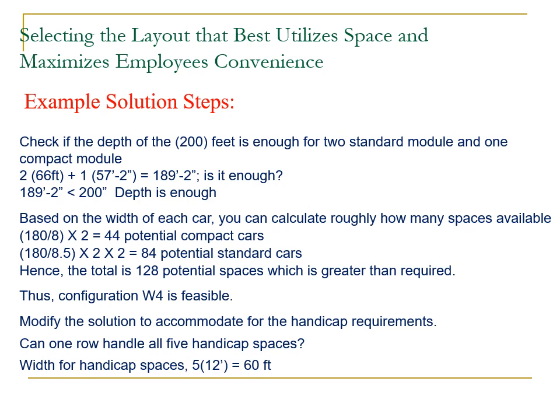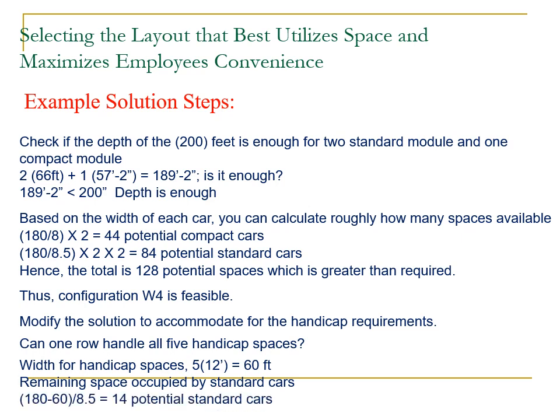Now, initially our plan is to have 2 standard modules and 1 compact module. Okay? And then what we can do is we can use one row of one of these modules to accommodate these 5 spaces for the handicapped cars. And the rest will have standard or compact modules. Okay, so let's assume that we are going to allocate these handicapped cars with the standard cars. So the remaining will be allocated for standard cars.